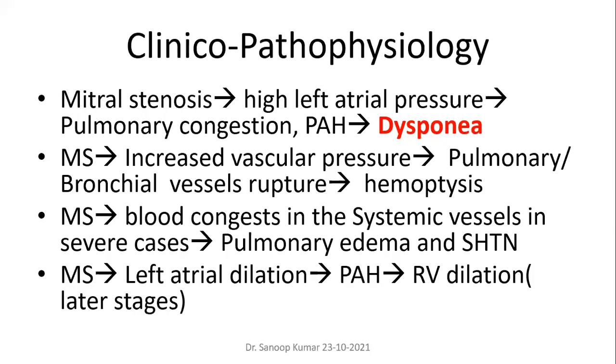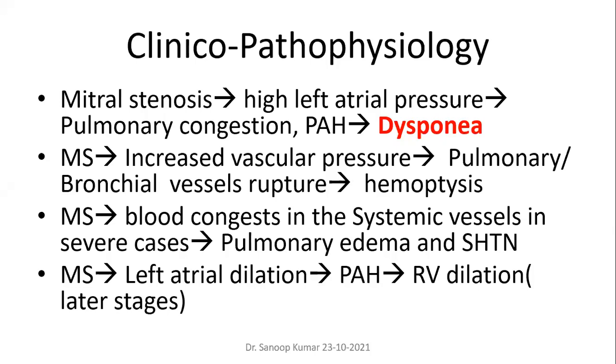So I told you about mitral regurgitation. In mitral regurgitation, I told you last week, the left atrial pressure increases very slowly. But in mitral stenosis, the left atrial pressure will increase more rapidly than that of mitral regurgitation. So in mitral stenosis, since the left atrium is not emptying fully into the left ventricle, the left atrium is going to expand and the left atrial pressure is going to increase. When left atrial pressure increases, it goes into the pulmonary circulation.